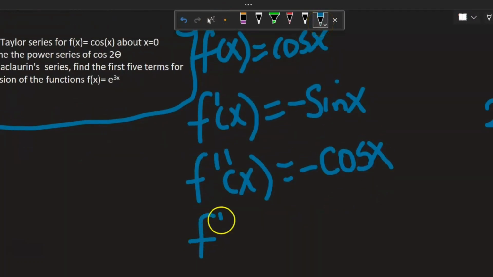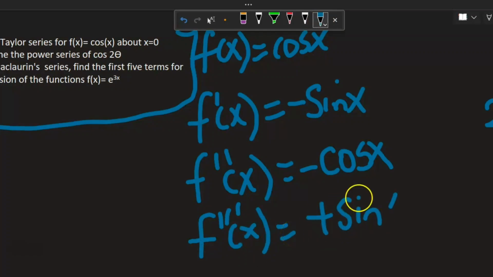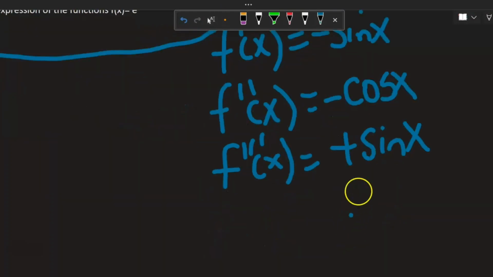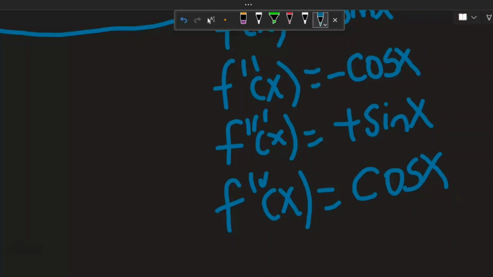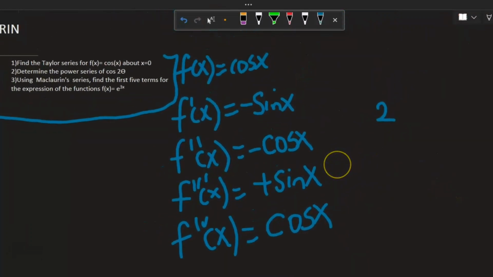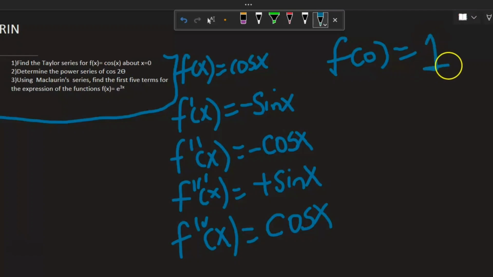When we differentiate this the third time, we will get plus sine x. Let's stop at the fourth derivative. When we differentiate this the fourth time, we will get cos x. Now, do not forget, we are looking for the Taylor series, and we're given x to be 0. So f of 0, when you press your calculator, cos 0 is what? We know cos 0 is 1.